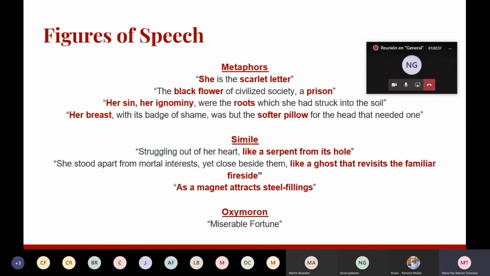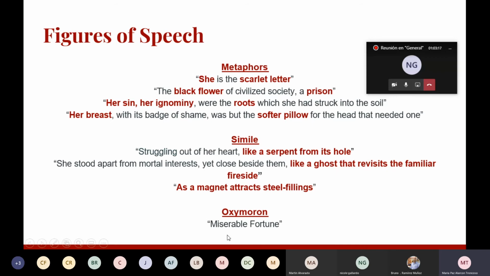The figures that we found in this story are mostly metaphors. For example, she is the scarlet letter, the black flower, and a prison. Her sin, her ignominy were the roots which she had struck into the soil. Her breast was but the softer pillow. Also similes: struggling out of her heart, like a serpent from its hole, like a ghost that revisits the familiar fireside, as a magnet attracts still feelings.